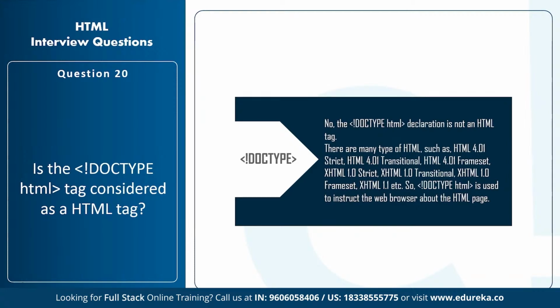Now there are many types of HTMLs such as the HTML 4.01 strict, 4.01 transitional, then we have the frame set, then we have XHTML 1.0 strict, transitional, frame set, etc. Now this doctype HTML is actually used in order to instruct the web browser about the HTML page. So this is not basically a tag for the HTML, it is just used for the instruction purpose.